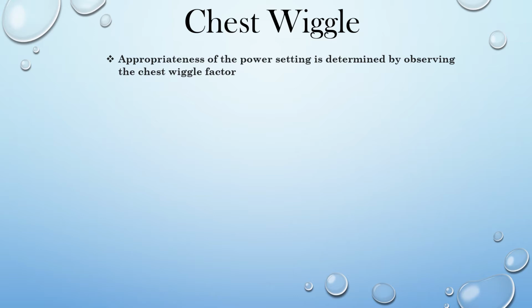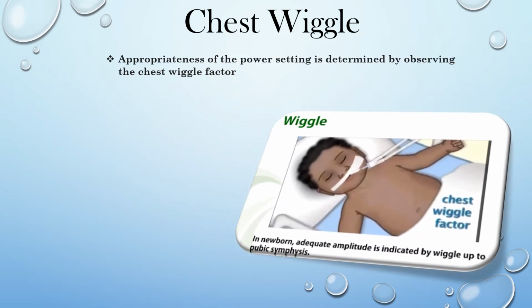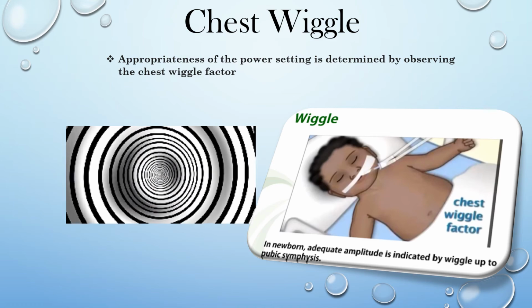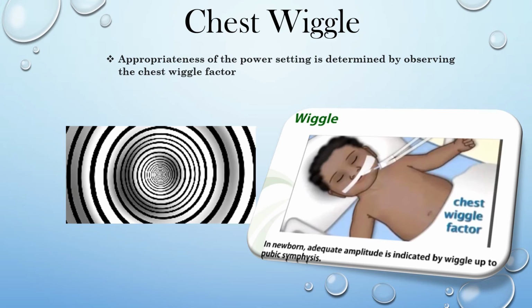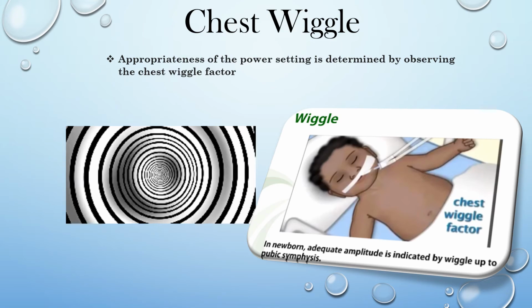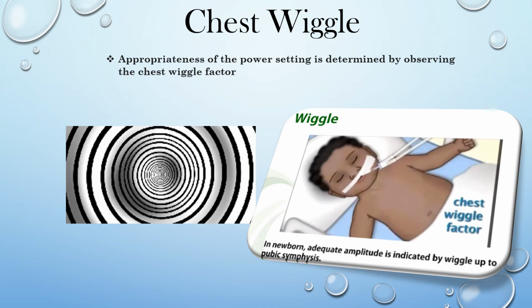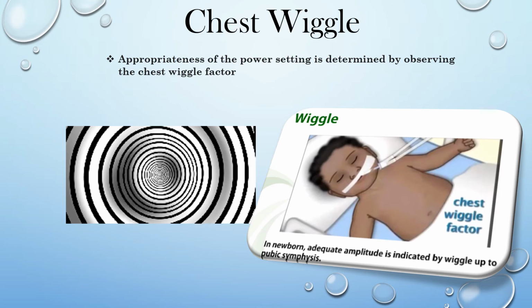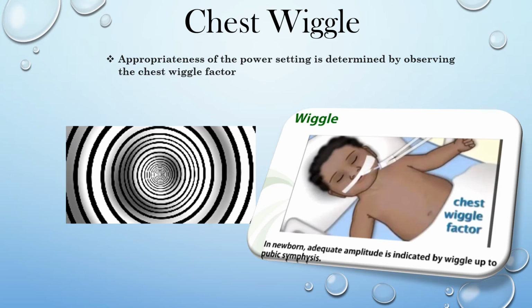Chest wiggle should be visible from the level of the clavicles to the mid-thigh or the 8th or 9th rib. Increased amplitude will generate an increased chest wiggle. Chest wiggle should always be reassessed after positional changes. If chest wiggle factor is diminished or absent, consider decreased pulmonary compliance, endotracheal tube disconnect, endotracheal tube obstruction, or severe bronchospasm. If the chest wiggle factor is unilateral, consider endotracheal tube displacement, right mainstem, or pneumothorax.